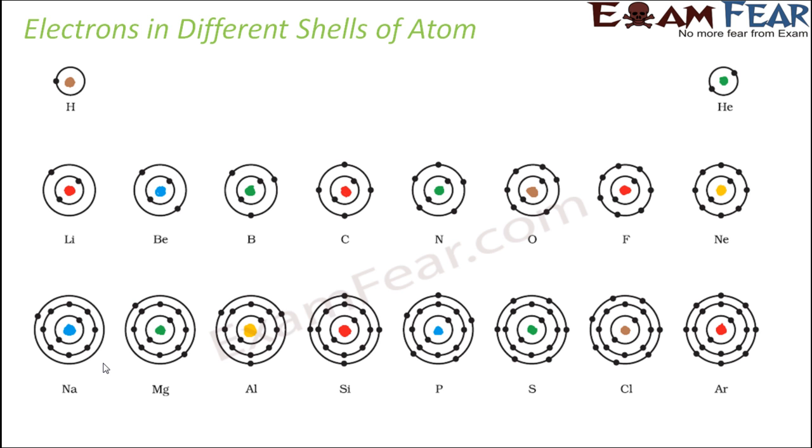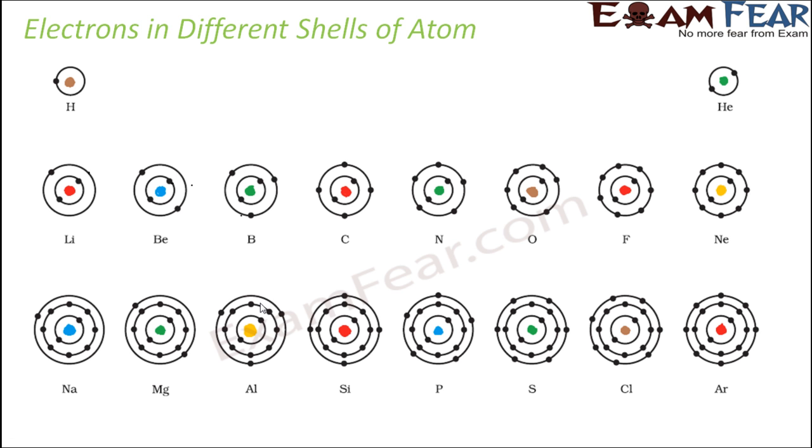Now we'll talk about some concepts of different shells of an atom as explained in the Bohr model. You see, hydrogen has one shell, helium one shell, lithium two shells, beryllium 2 shells, boron again 2 shells, carbon 2 shells, sodium 1, 2, 3 shells, magnesium 1, 2, 3 shells, aluminum 1, 2, 3 shells. So all these atoms look different. We'll now explain what these shells are.